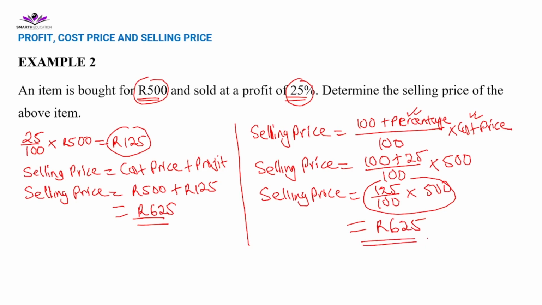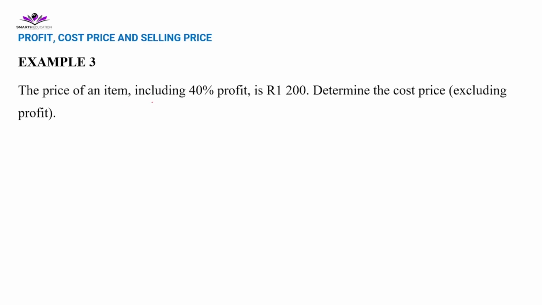Alright, let's do example 3. The price of an item including 40% profit is 1,200. So take note here. This is the selling price after 40% profit was added. So this is the percentage profit. So we want to get the cost price from the selling price and the given percentage profit.